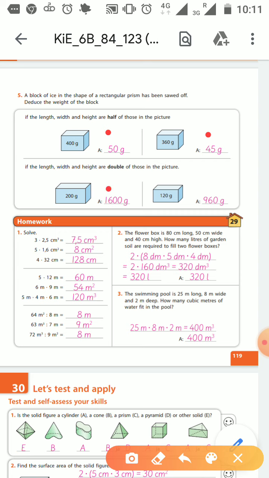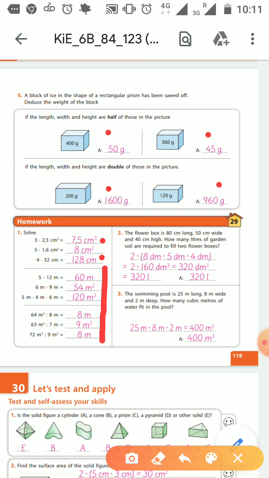This one, you're doubling it. So all you got to do is times it by 8. The length, width, and height are double those in the picture. So you times it by 8 there, times it by 8 there as well. These are straightforward multiplication questions, some division ones there as well. Pay attention to your answers, whether it was centimeters cubed or centimeters squared. Okay, so they're going down here.